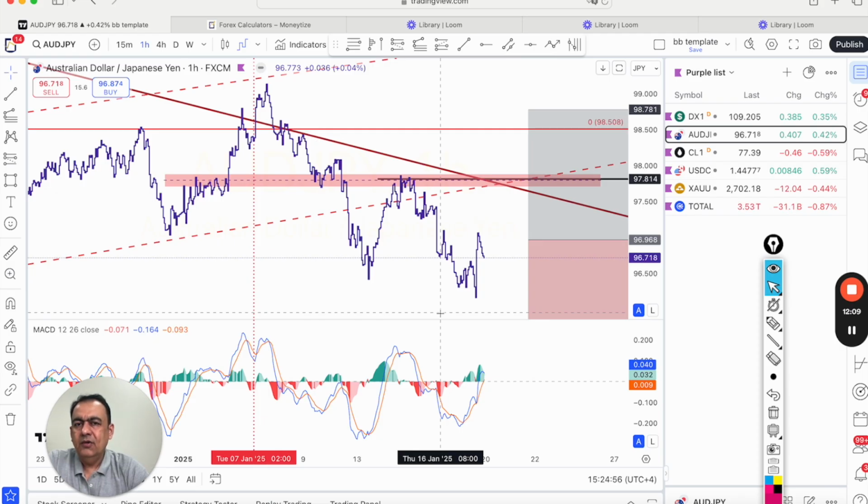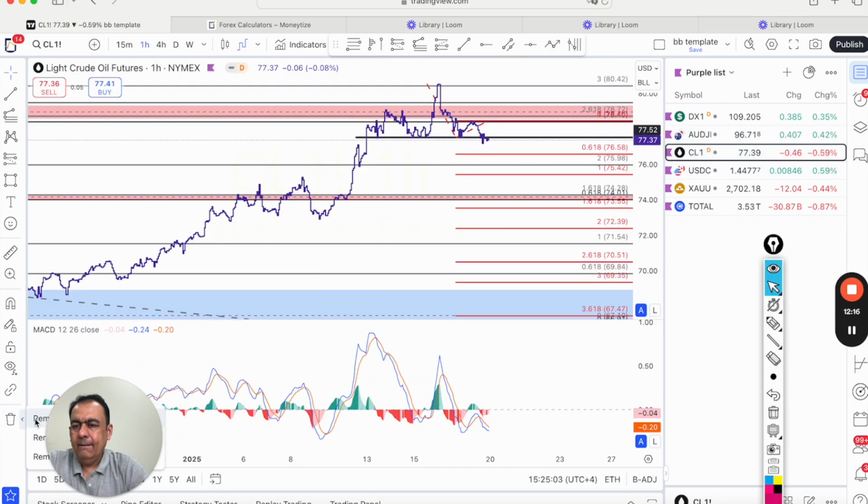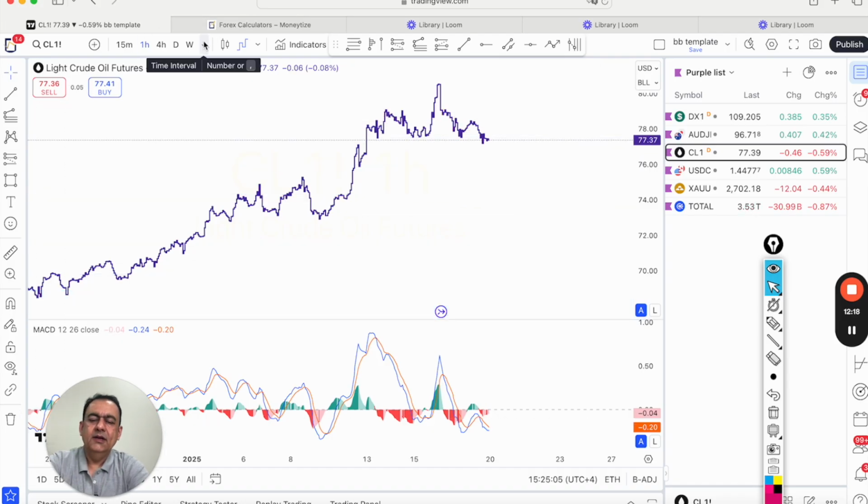The next setup I'm going to explain is crude oil. Now I'll start from monthly again.